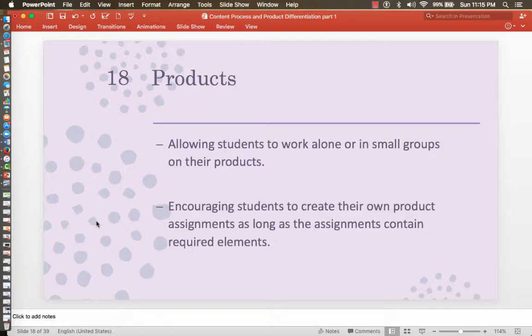Also, when you look at the products, you want to make sure that students are able to work alone or in small groups when it's appropriate. You also want to be able to encourage them to create their own products and their own assignments, as long as the assignments contain everything that is in the required elements. So you can give them a list. These are the required elements. Come up with your own assignment. Let me see it before you complete it. And so let them be the teacher.